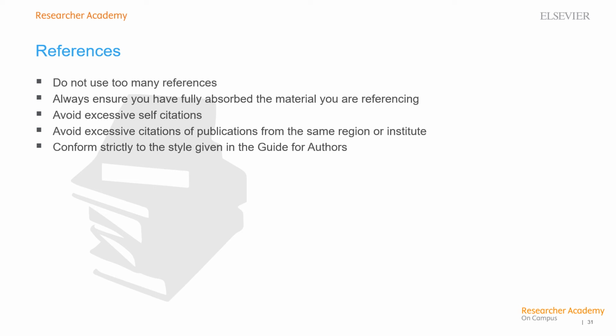Some tips for having a proper reference list are: firstly, do not include too many references, especially if they're only tangentially related to your work. Always ensure that you have fully absorbed and understood the material you're referencing. Do not just rely on reading excerpts or isolated sentences, but really know what you're referencing. Avoid excessive self-citations of your own work or from a single region or institute. And again, check that guide for authors to ensure that you're following the correct format. Presentation in the correct format is the responsibility of the author, not the editor, so just try to make the editor's work a bit easier, and they'll really appreciate that effort.